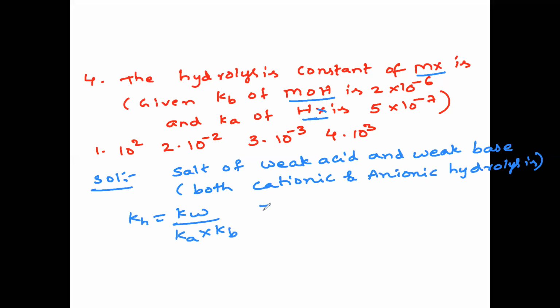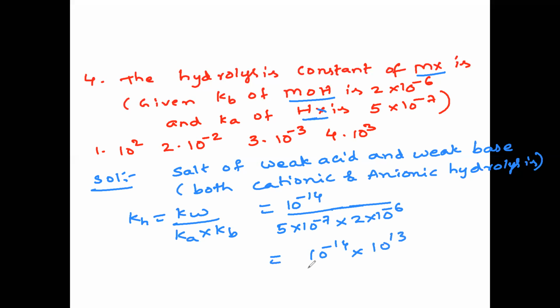And we know Kw value is the ionic product of water, it is equal to 10 to the power of minus 14, divided by Ka, where Ka is 5 into 10 to the power of minus 7, and Kb value is given as 2 into 10 to the power of minus 6. So minus 7 minus 6 becomes 10 to the power of minus 13. So this becomes 10 to the power of minus 14, and this 10 to the power of minus 13 going to the numerator becomes 10 to the power of plus 13 divided by 5 into 2.